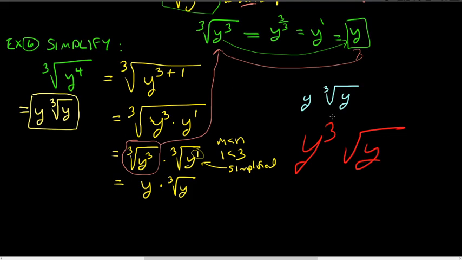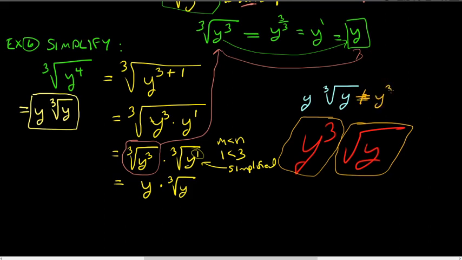Because this, to my eye, looks like y to the 3 times the square root of y. And that's not the same thing as y times the cube root of y, right? This is not y cubed and then times the square root of y. Those are two very different things.